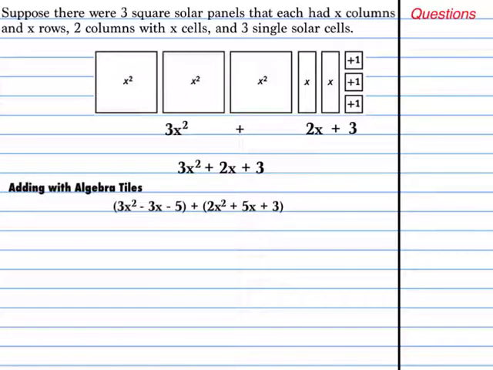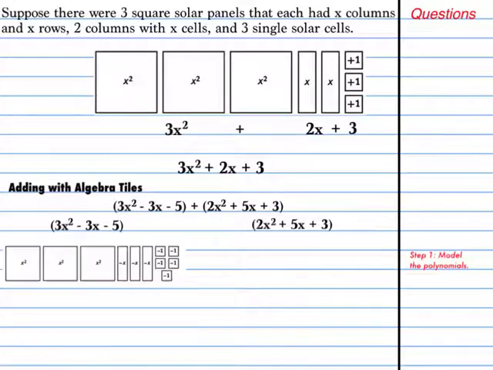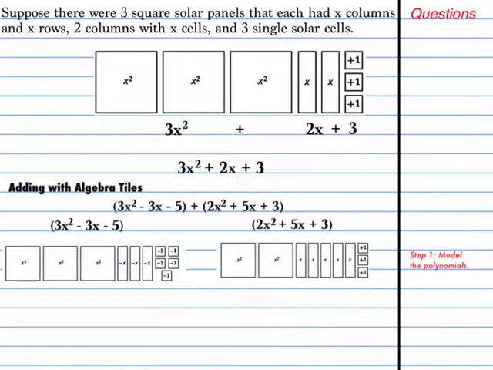So let's talk about how we can use algebra tiles to help us when we're adding polynomials. First, we have 2 different setups of polynomials. We want to be able to add them. The first thing I'm going to do is pull them into 2 separate pieces so I can represent them with algebra tiles. So let's model what this would look like. So I have 3x squared, I have 3 negative x's, and I have 5 negative 1s. On my next one, I have 2x squared, I have 5 x's, and I have 3 +1s.